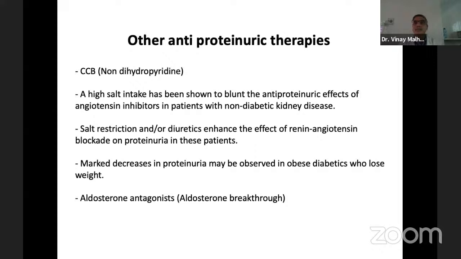So if you have two patients of CKD, both of them having say creatinine of 3, but one patient is having proteinuria of 10 gram in 24 hours, other is having proteinuria of 1 gram in 24 hours. The patient with 10 gram proteinuria will progress faster. So we have to control the proteinuria. So after RAS inhibition, what are the other drugs? If you are using a calcium channel blocker, you should prefer a non-dihydropyridine calcium channel blocker because they are also anti-proteinuric. Then you have to reduce the salt intake. Salt restriction is important in these patients.